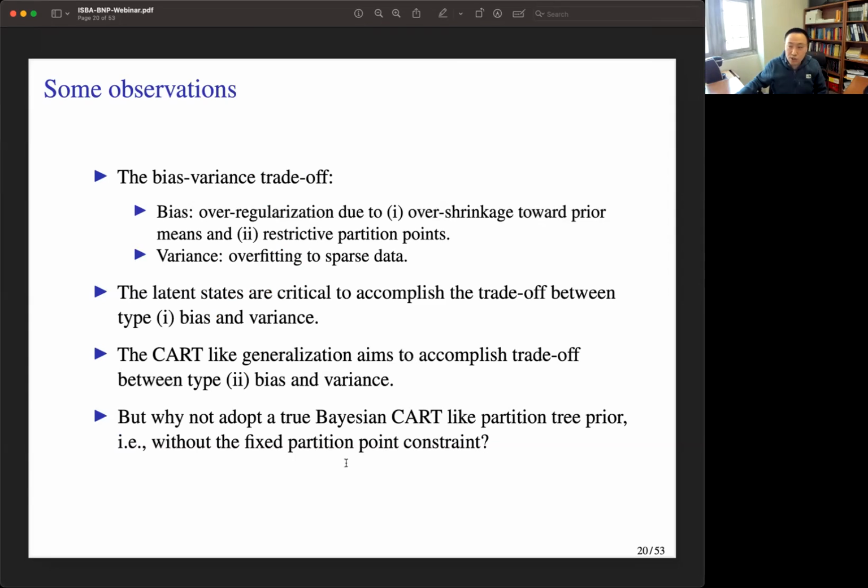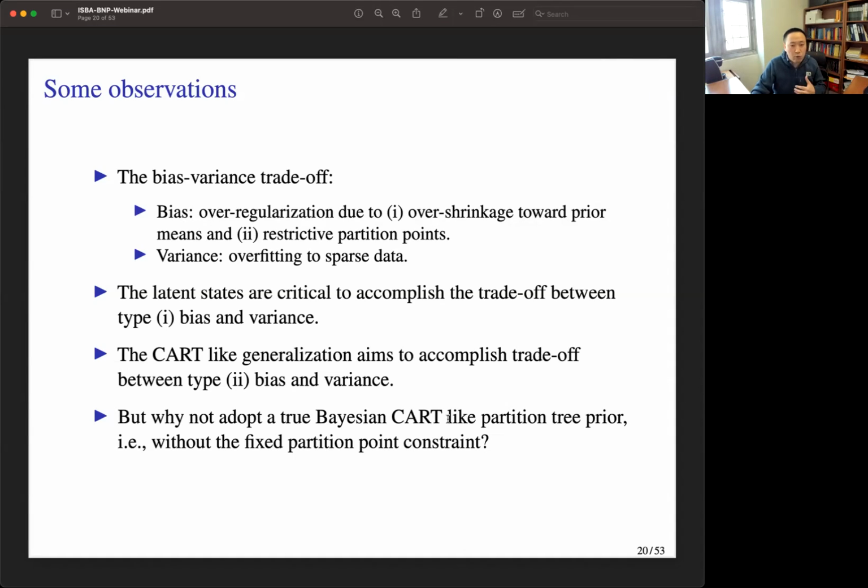So now just a quick summary, and then I'll get into some new methodology here. There's a bias-variance trade-off, and the previous modeling strategies very effectively address the bias-variance trade-off due to shrinkage. But they did not touch upon the bias that's introduced by overly restrictive partition points. So then the natural question is, in supervised problems, we know that people have been using very general tree priors like Bayesian CART, which does not put any constraint on where you can divide the block. Then why don't we do that here?